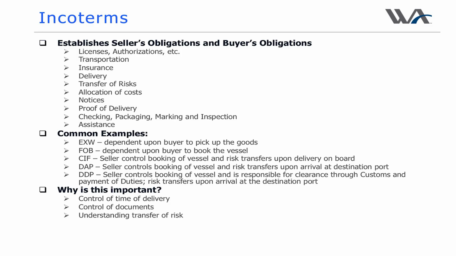So there's a long list of things. Some of the keys are licenses, who's responsible for transportation, who's responsible for the insurance for the cargo, who's responsible for the delivery, how is that delivery going to take place. All of that is included in the Incoterms that you select. And you should become familiar with Incoterms 2010, as those will describe who pays for what and when.